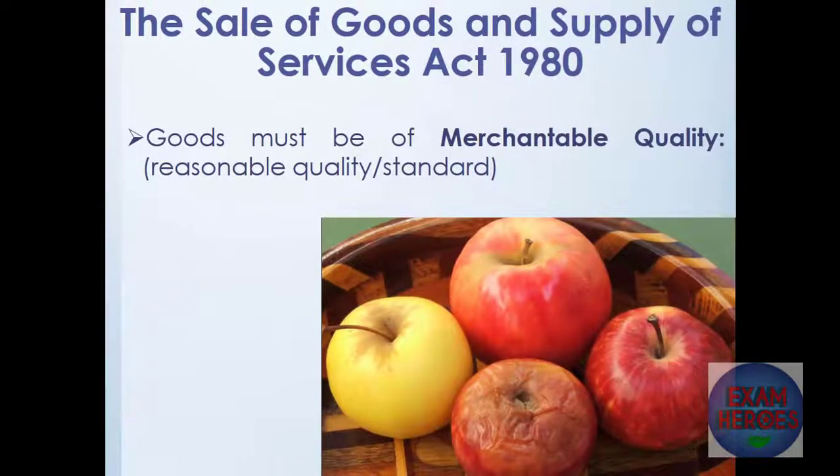So the act that you're commonly asked to refer to is the Sale of Goods and Supply of Services Act 1980. The first thing is goods must be of merchantable quality. This means reasonable quality or reasonable standard. If you look at this image, for example, you can see 4 apples. 3 of them are of merchantable quality, but you can guess which one isn't.